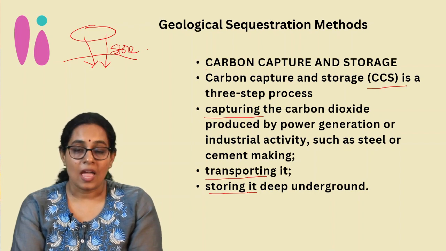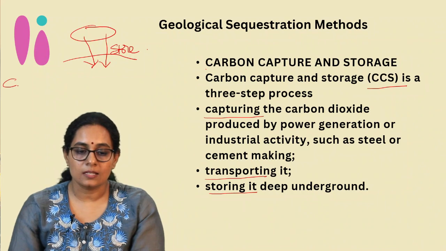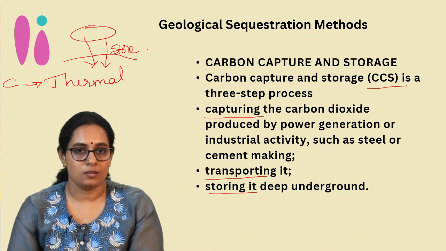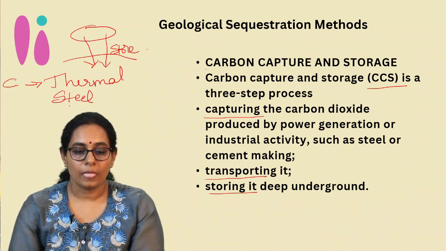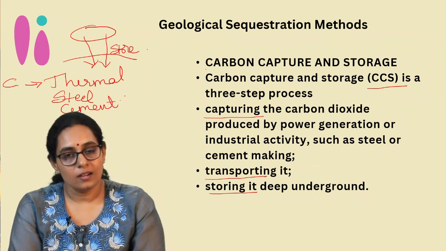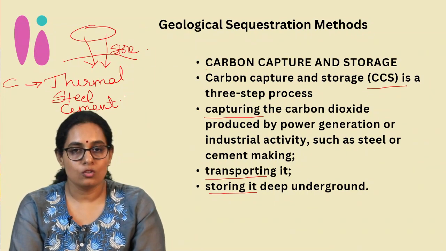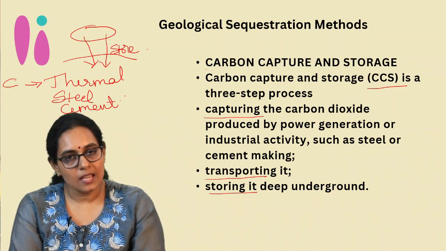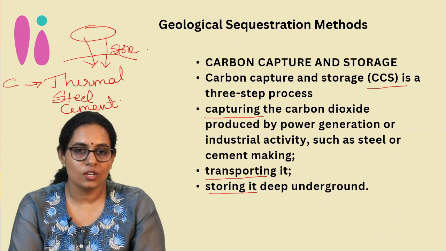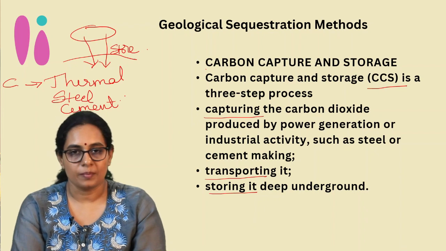And in industrial section specifically, carbon is released in large scale in thermal energy plants, steel industry, cement industry. So trapping carbon here makes it more efficient and it can be transported to the places where we do geoengineering. So CCS is a type of geological carbon sequestration where we capture it and store it.